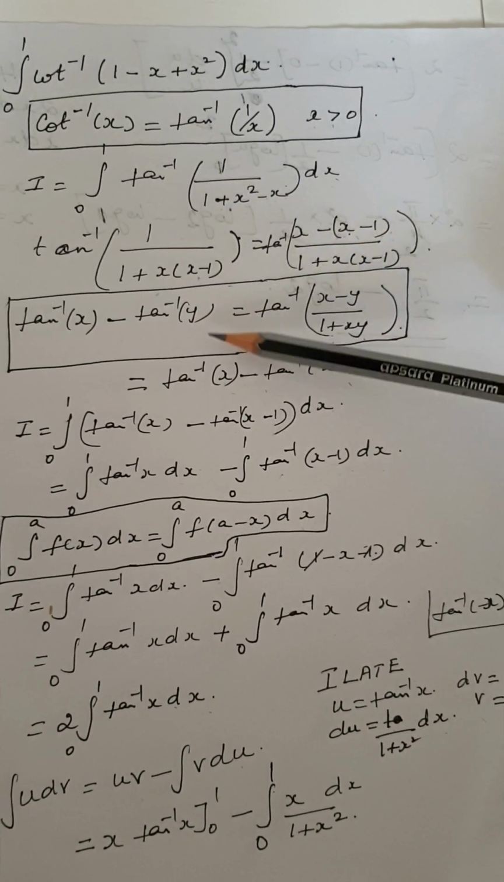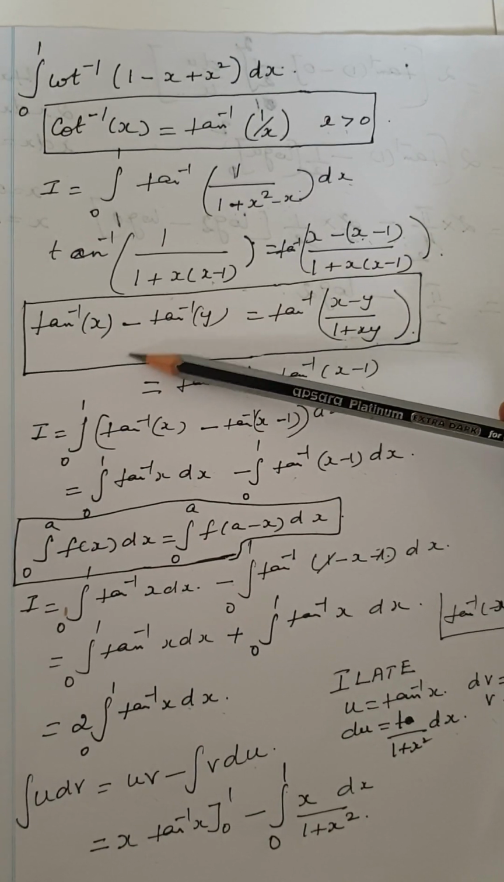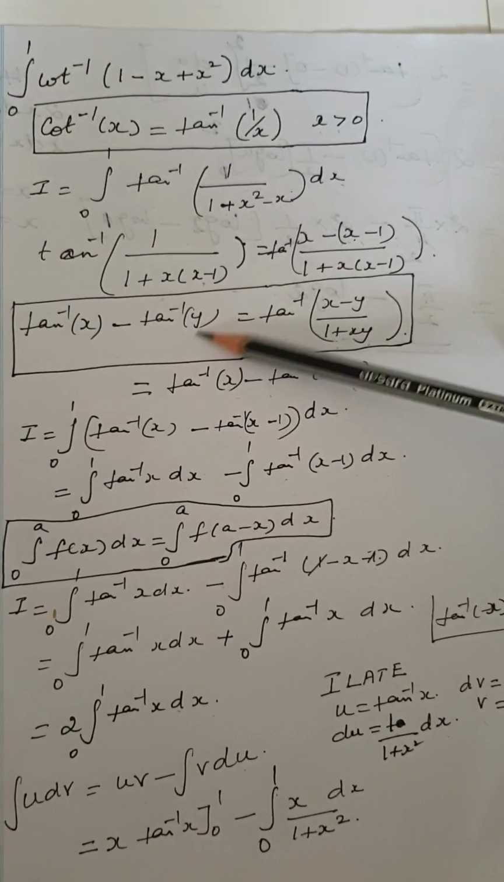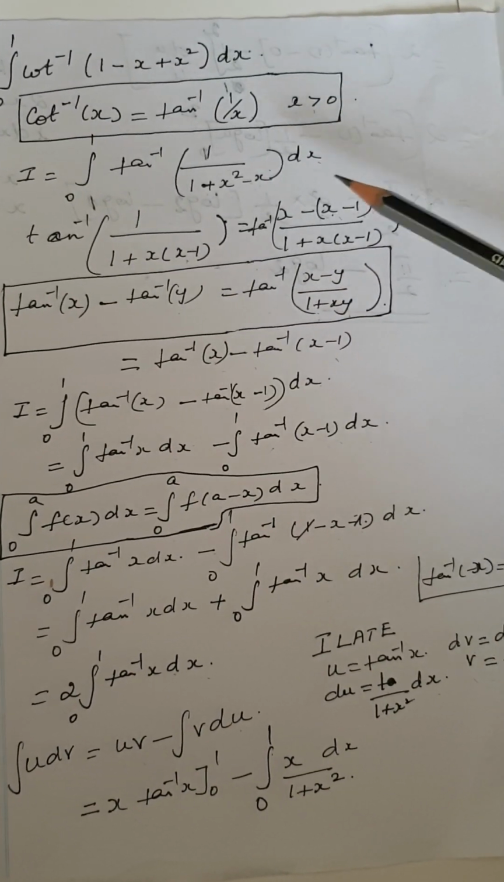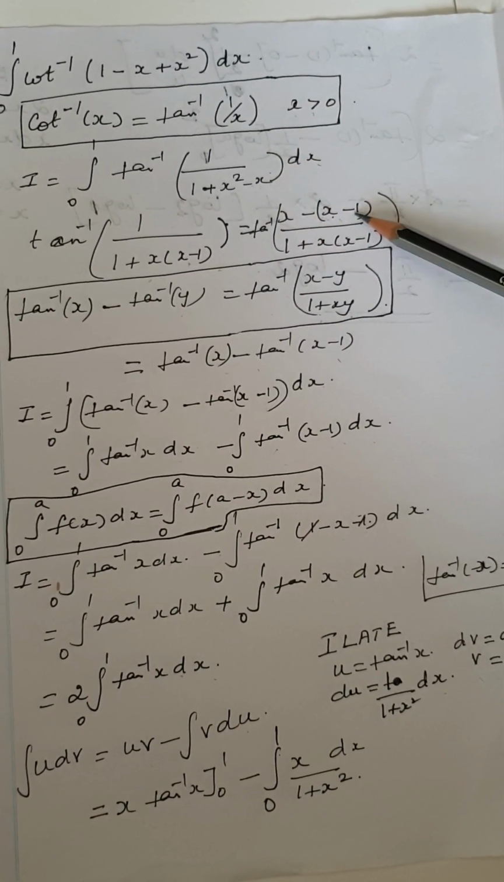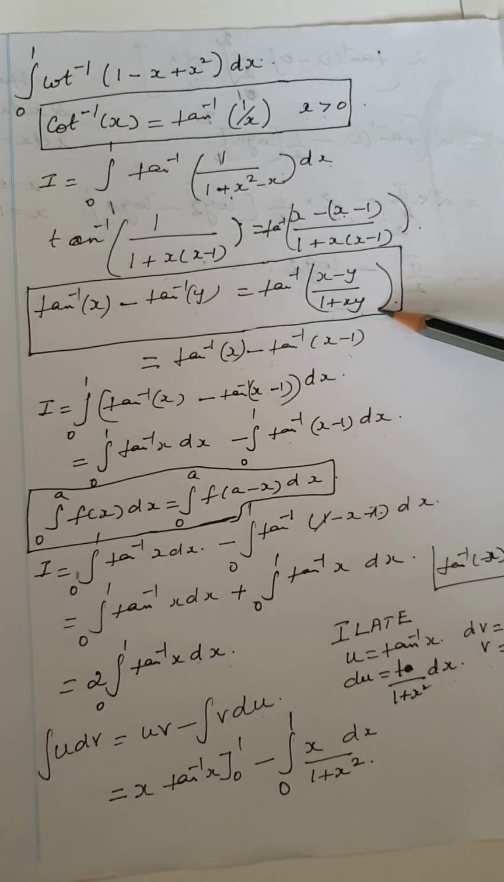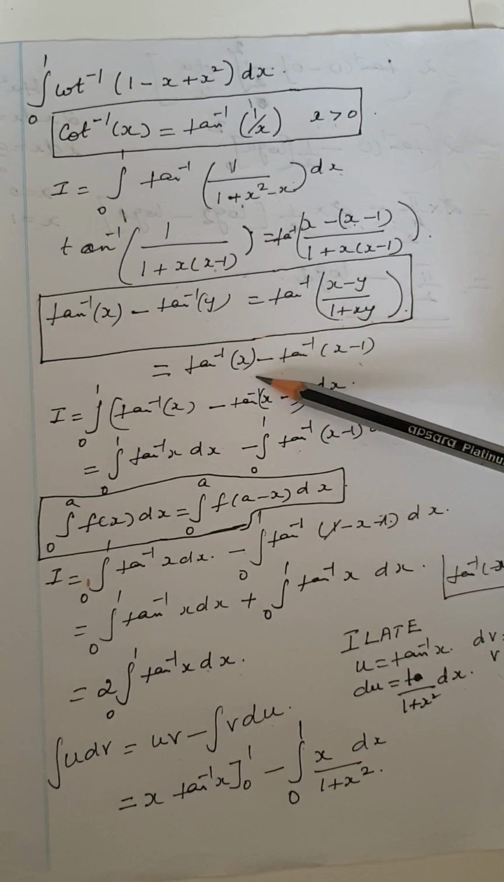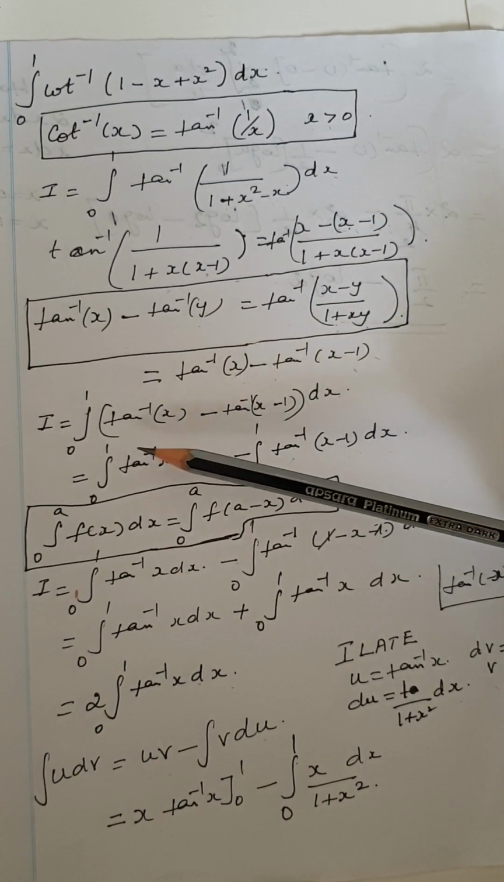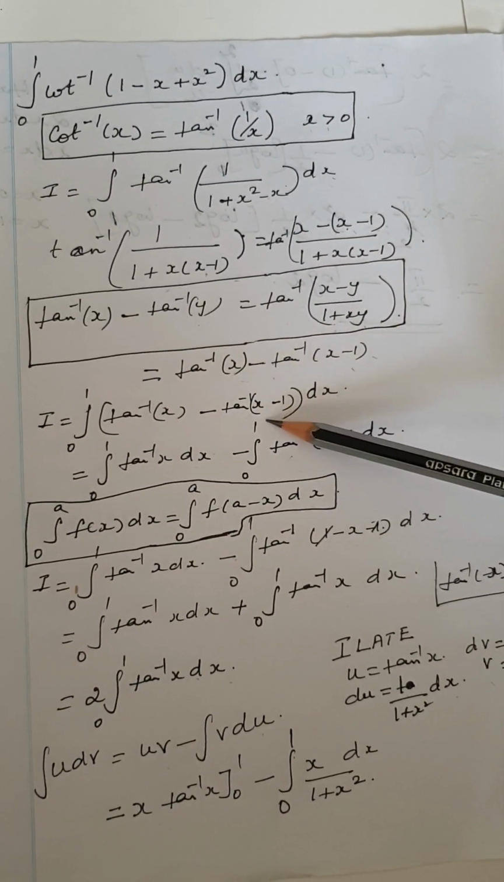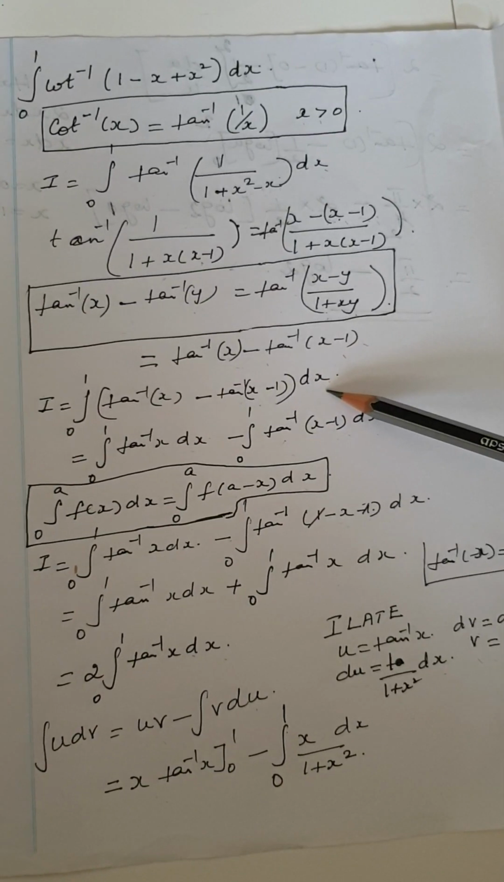Now here we know another formula: tan inverse x minus tan inverse y equals tan inverse of (x minus y) by (1 plus xy). So here it's x and this is y. Applying this formula, we get tan inverse of x minus tan inverse of (x minus 1). The limit is 0 to 1 of tan inverse of x minus tan inverse of (x minus 1) dx.